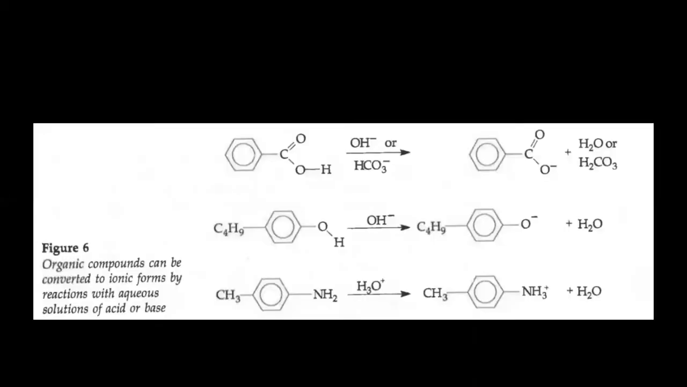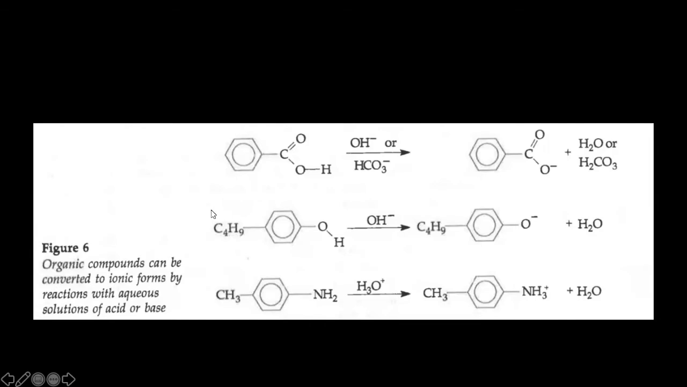So here we see figure 6 from your lab book, and we see examples of acid-base reactions. In the top example, we see a carboxylic acid being deprotonated by either your hydroxide anion from sodium hydroxide or your bicarbonate anion from your sodium bicarbonate. We see that that reaction is successful, and we create the carboxylate anion that would preferentially go into the aqueous layer in a wash. We see yet another example of that in the middle reaction.